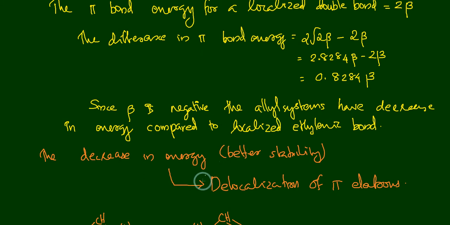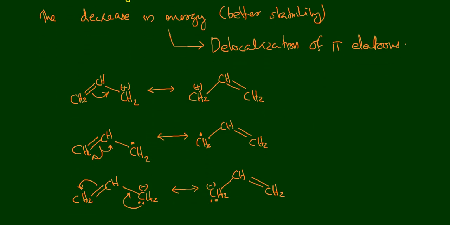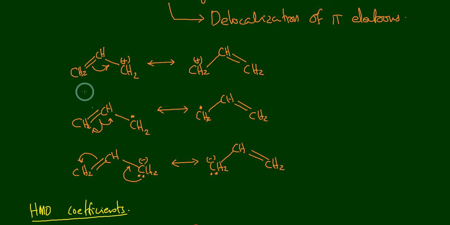Okay, and this is due to the delocalization of the pi electrons. The energy is being saved due to the delocalization of the pi electrons. You can look at the structure for the cation, and in this cation you can see that if the electrons migrate here, you get this structure. The positive charge will occupy this carbon, and you can get a double bond here.